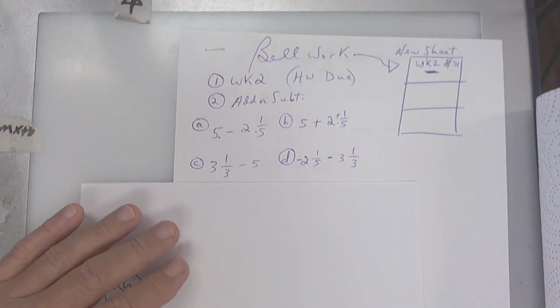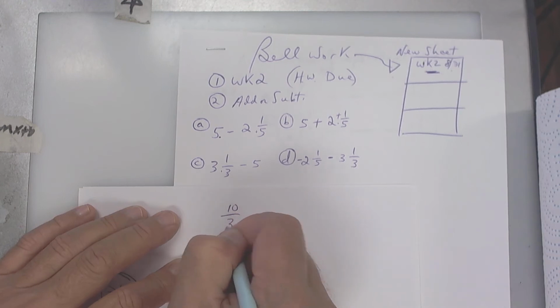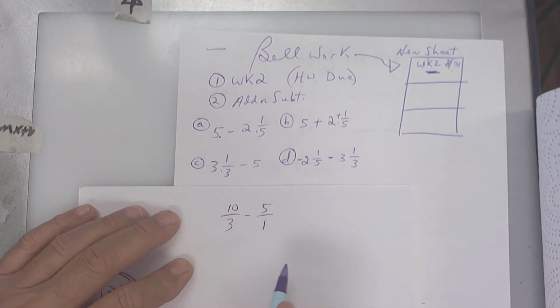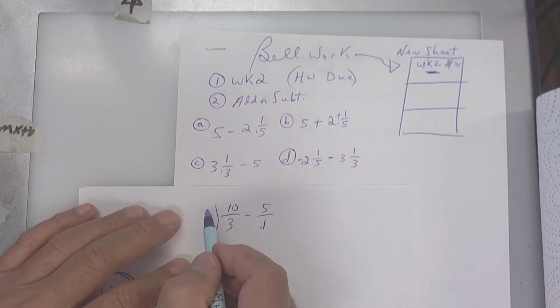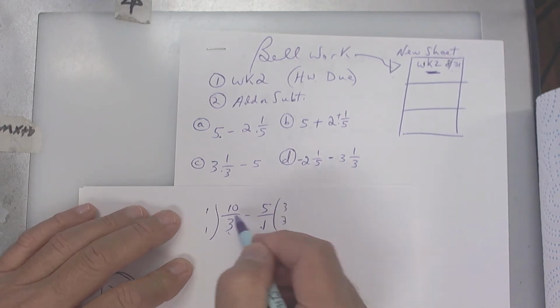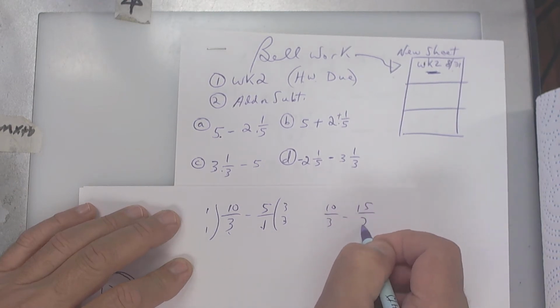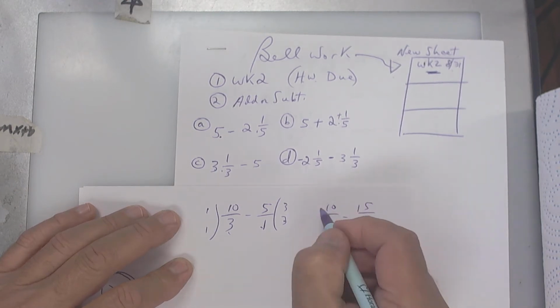The next one is subtraction. So you're going to do 3 times 3 is 9. So 10 over 3 minus 5 over 1. You're going to take the 1 and put it over here. You're going to take the 3 and put it over here. So I'm going to get 10 over 3 minus 15 over 3. I have the same denominator.